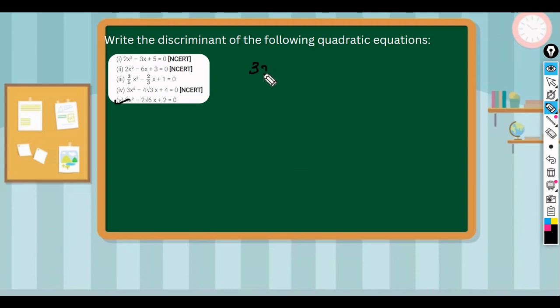Now let's take the fifth question, which is 3x square minus 2 root 6 x plus 2 equal to 0. What is A here? A equal to 3. What is B here? Minus 2 root 6. Don't forget to take that minus whenever minus comes. Minus is a very dangerous sign which ruins the life of many students in an exam. So don't forget that. D is equal to B square minus 4AC.